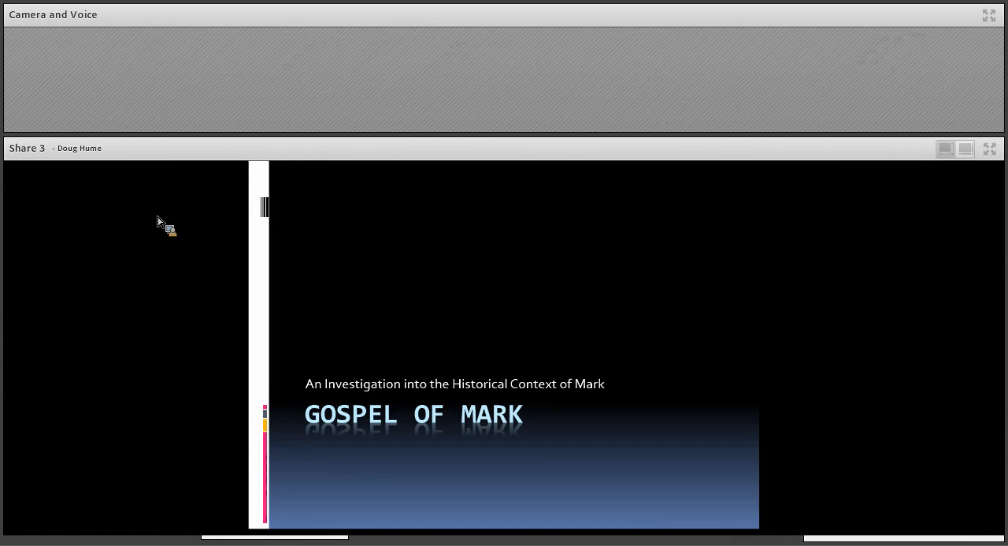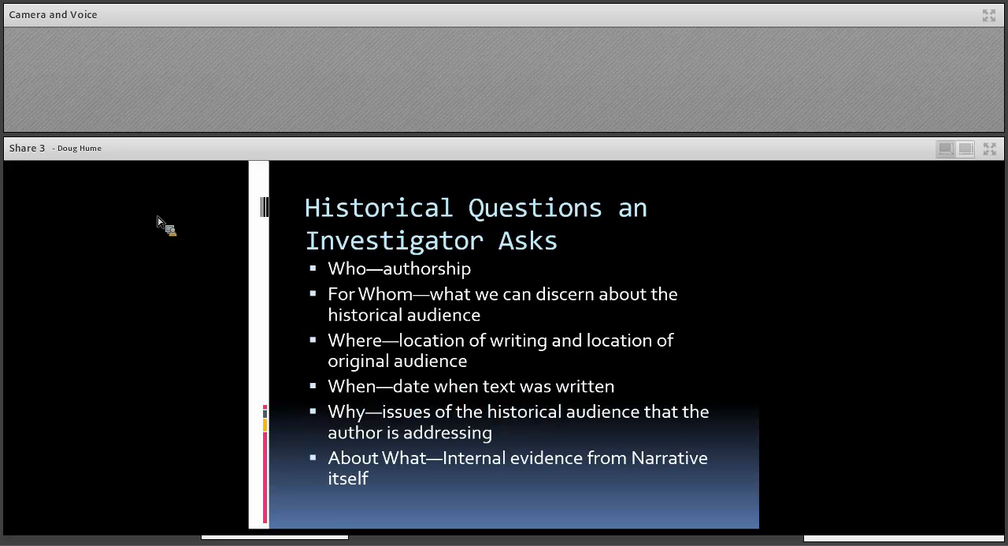Okay, when we engage the text in a historical fashion, we ask a number of questions. I call them the W questions: the who, the for whom, the where, the when, and the why, and about what. And the historical critical method works basically with primary sources, that is, in this case, your biblical texts, and some secondary sources in order to derive answers to these questions. And it's these answers to these questions that will help you to resolve the historical issues.